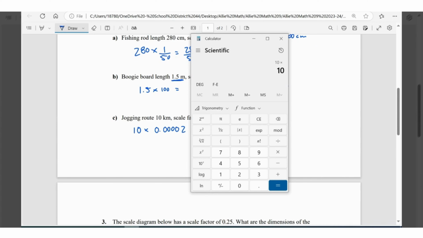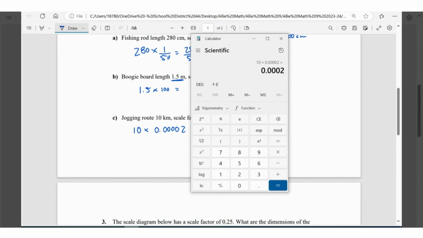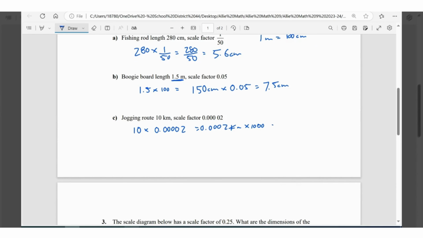10 times 0.00002. Okay, we get 0.0002, and that's kilometers. But now to get our answer, we need to convert to centimeters. So first, let's times by 1,000. That's going to take us to meters. So times 1,000, 0.2 meters.